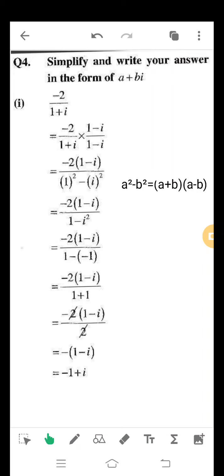Then 2 and 2 cancel each other, so we get minus into 1 minus iota, and simply we multiply with minus. Here we get minus 1 plus iota, and this is the solution of the question minus 2 over 1 plus iota. And we have learned today about the division of complex numbers.